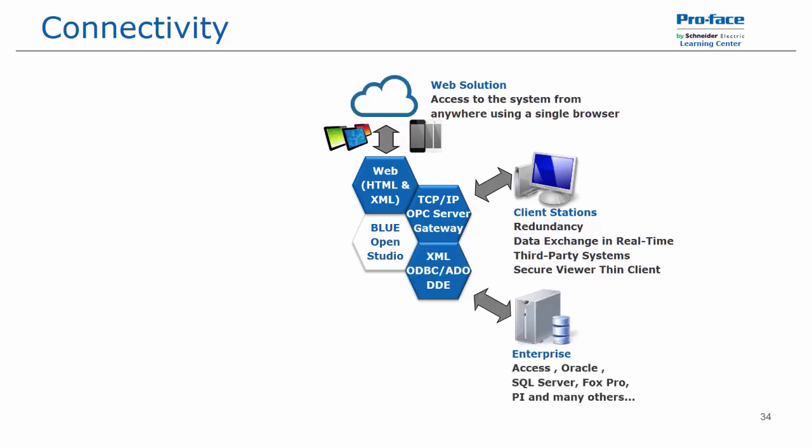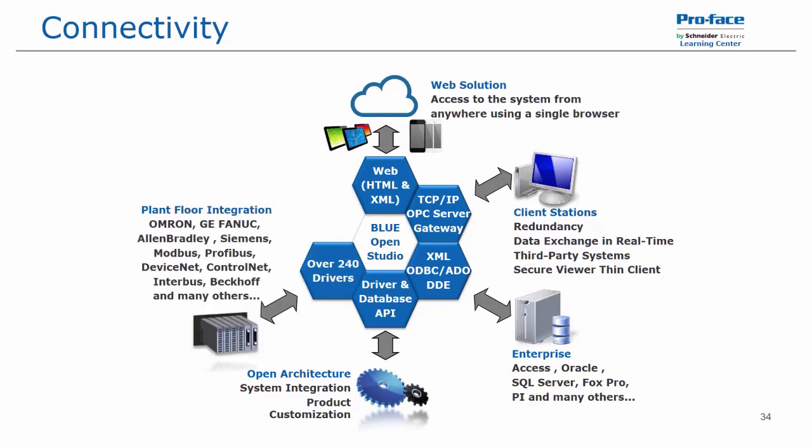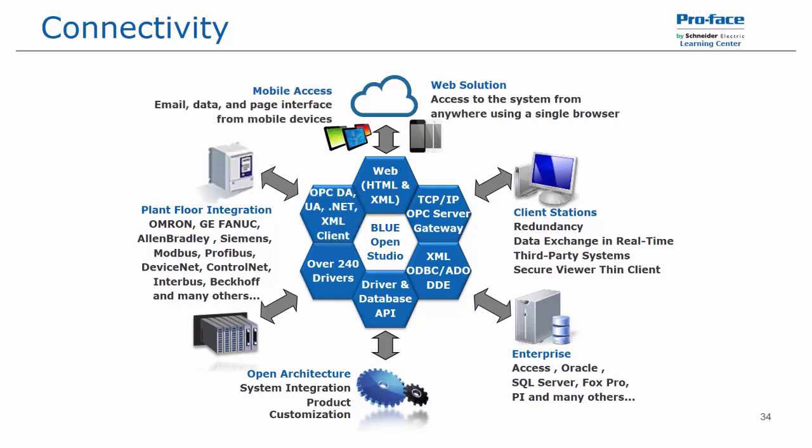We can do XML or ODBC or even DDE to go to enterprise installations. We can use driver and database APIs to go to a system integration product or a customized application or a third-party app. And of course, we have over 240 drivers to go to several different field devices or PLCs to communicate to send and receive data. And finally, we have OPC communication for UA, DA, .NET, and XML. So multiple functionality, multiple features, and all of these can be used in a single application.